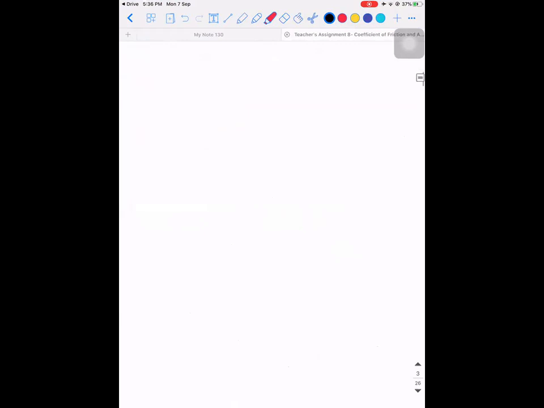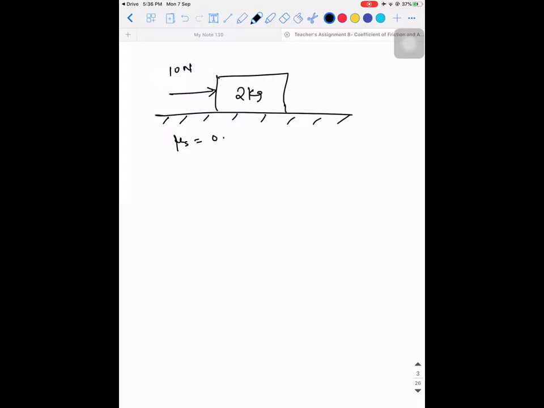I'm making some slight changes in the question. Let us say the block is there of the same 2 kilogram mass. You're applying a force of how much value? 2.5. Instead of 2.5, I'll make it 10 Newton. I'm just changing it. The coefficient of static friction is 0.4. The coefficient of kinetic friction is 0.6. Suppose they have given it like this.